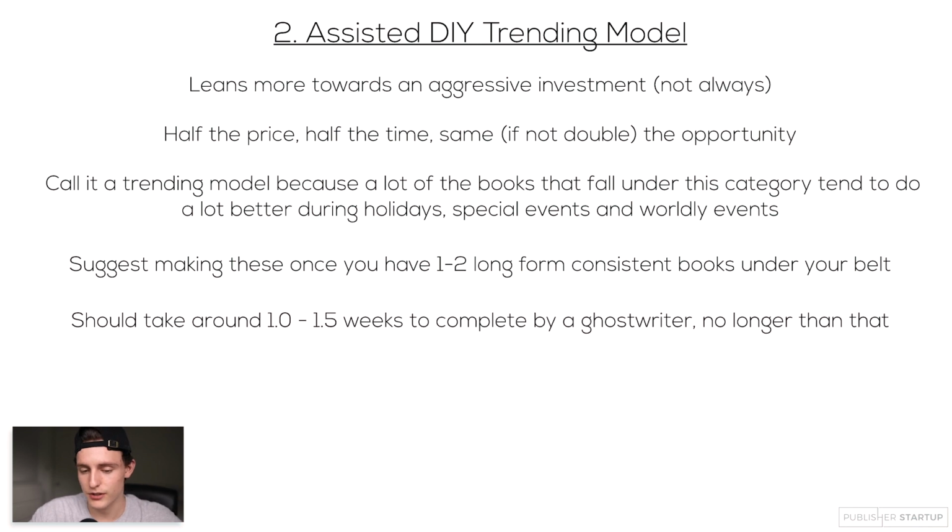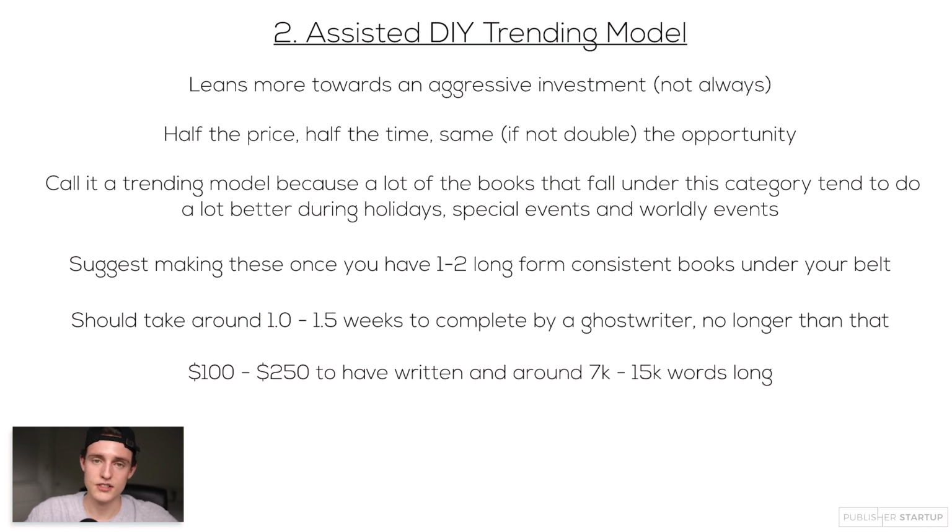These should take around 1 to 1.5 weeks to complete by a ghostwriter because they're way less words, and it shouldn't really be longer than that. And they should only cost you, so you can see the difference in cost is quite a bit. When I talked about the long form consistency model books, I said they're around $400 to $900 each. With these short assisted DIY books, 100 to 250 and around 7K to 15K words tops.